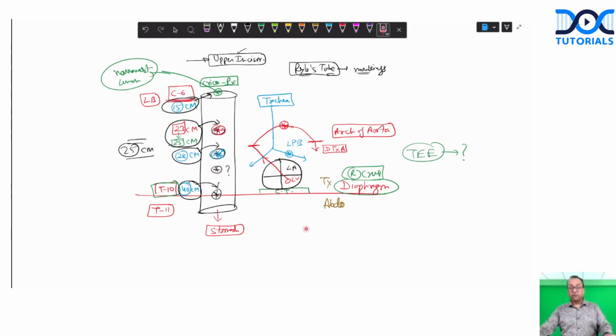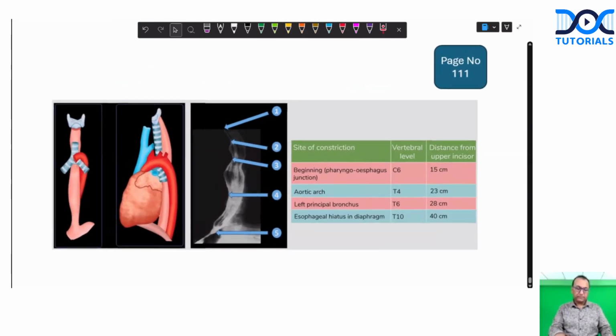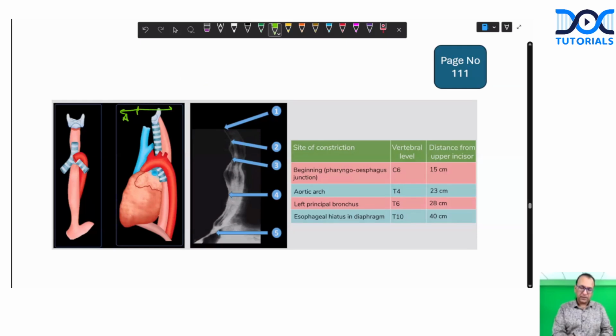So what about the ENT people? What are they doing? Let me talk about ENT people also. But this is the diagram you will see on page number 111. Here you are looking from the front view. This is the side view, sagittal, and in the sagittal view you have taken a fluoroscopic radiograph. This is anterior, and that is posterior.